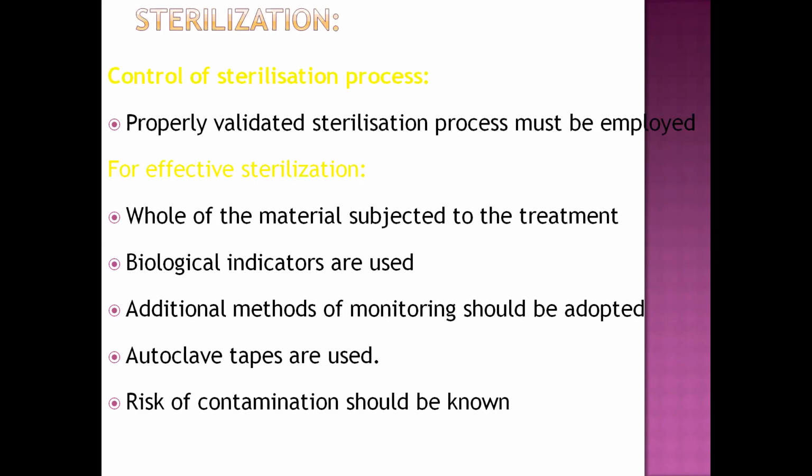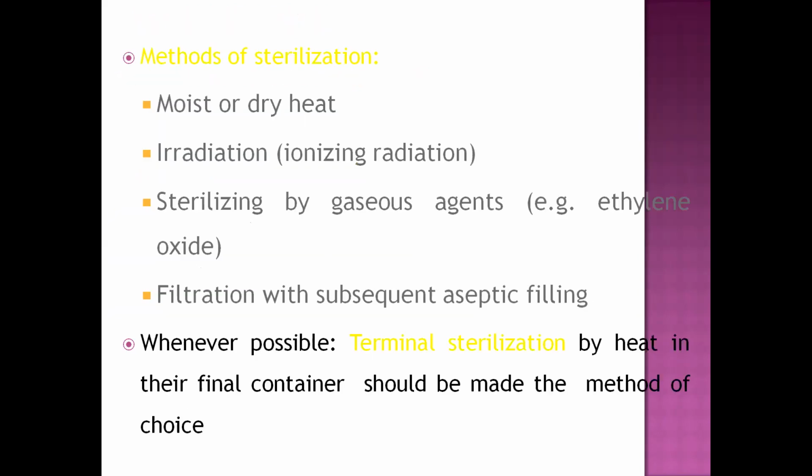Then sterilization, the important step. In this sterilization, control of the sterilization process: how to do that? A properly validated sterilization process must be applied. For effective sterilization, all of the material should be subjected to the treatment, whatever you are using. Biological indicators should be used. Additional methods of monitoring should be adopted. Autoclave tapes are used. Risk of contamination should be known.